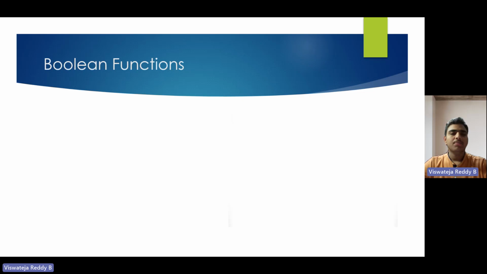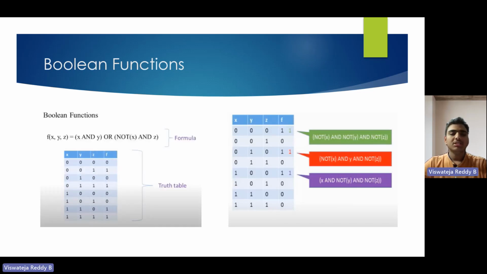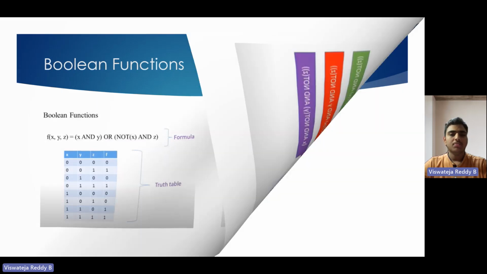Now, Boolean function in truth table representation. Here, x, y, and z are known as Boolean values, and f is a Boolean function. The Boolean function is also represented using a formula. Here, x, y, and z are Boolean values, and this is a representation of the Boolean function. And this is the truth table representation.